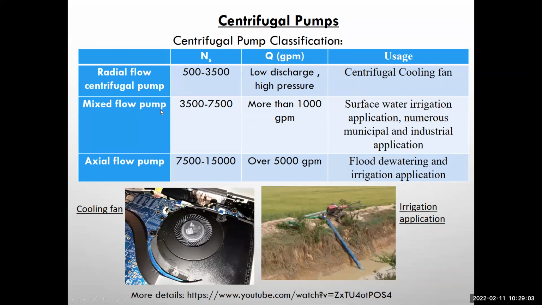And the mixed flow pump, from the name, you can imagine it will be the mixture of what? Why is it called mixed flow? Mixture of radial flow and axial flow. You can classify the centrifugal pumps into 3 different categories: one is radial, one is axial, and the mixed one will be the mixture of both, right?